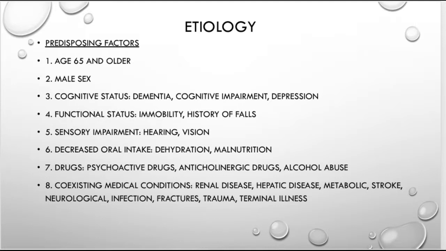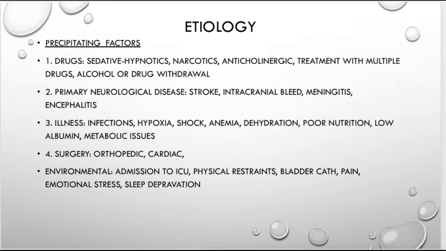Coexisting medical conditions, obviously renal disease and hepatic disease, because you can get uremic encephalopathy or hepatic encephalopathy, and metabolic disturbances. You can have strokes and other neurological problems. Obviously infections, UTI being a really big one, and fractures, in particular hip fractures, and trauma or terminal illness also.